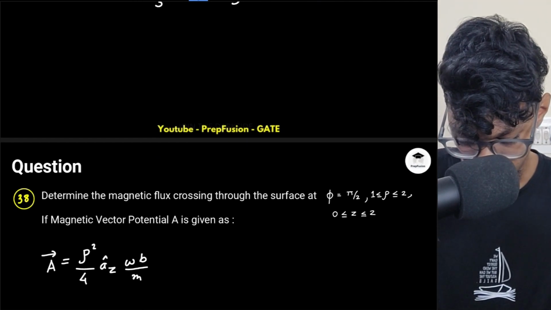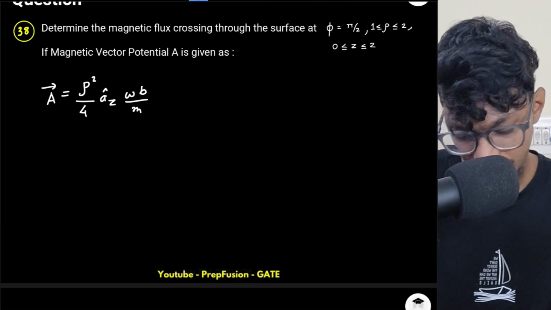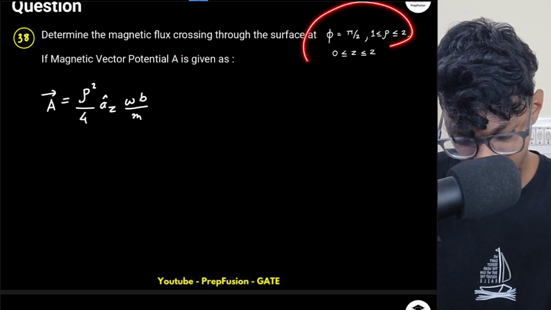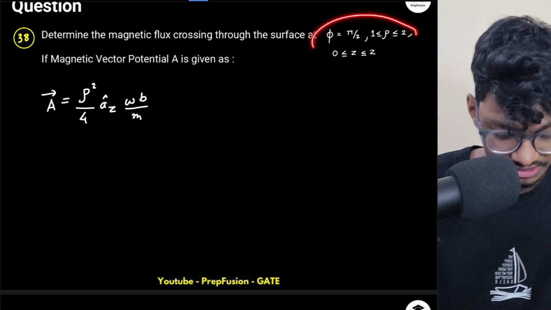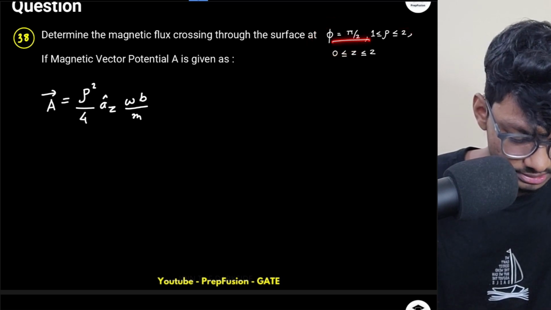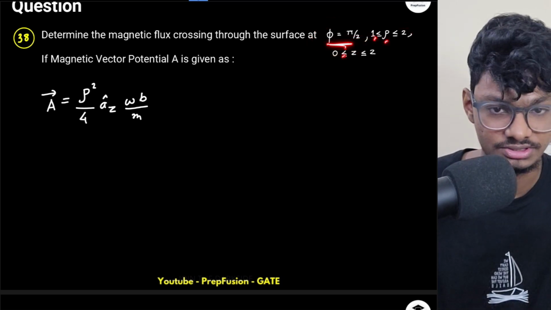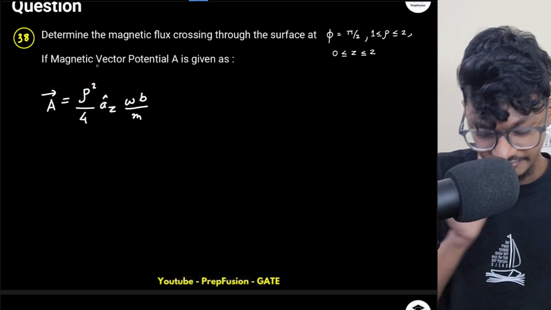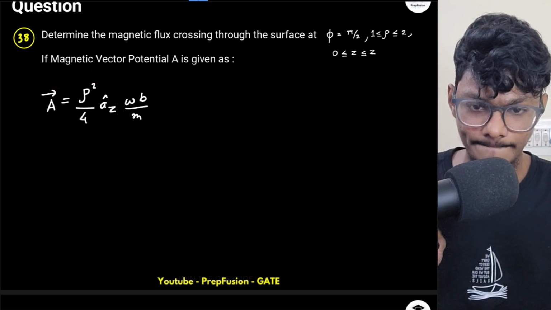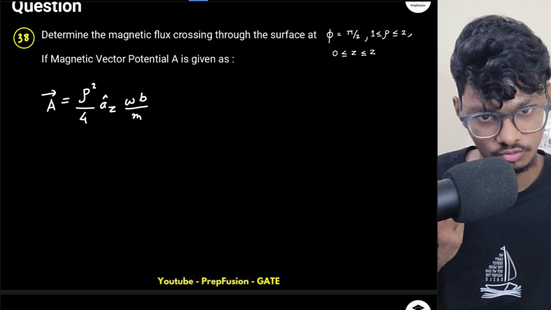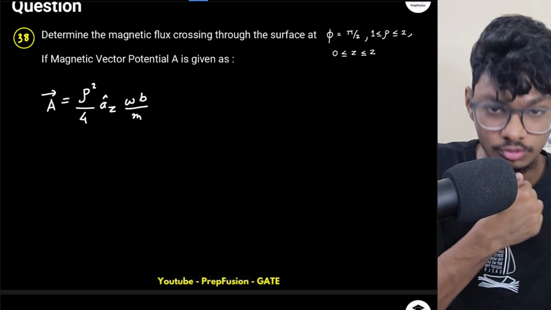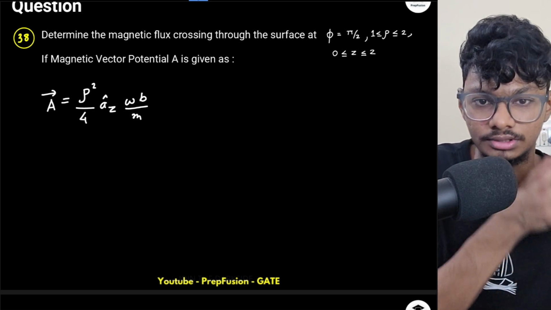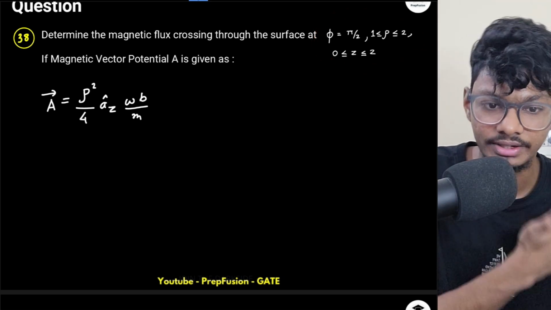So now let's solve another question. In this question we have to determine the magnetic flux crossing through this particular surface. So here if you observe, there are two variables and one is fixed, so we will get a 2D structure, a surface basically, if the magnetic vector potential is given as A. Okay, so there are two ways to go about it. Either you do del cross A, then you find out the magnetic flux density, then you integrate that with respect to the surface, and you will be able to find out.